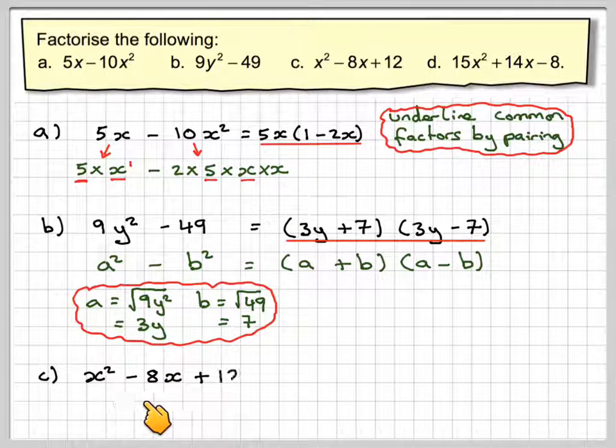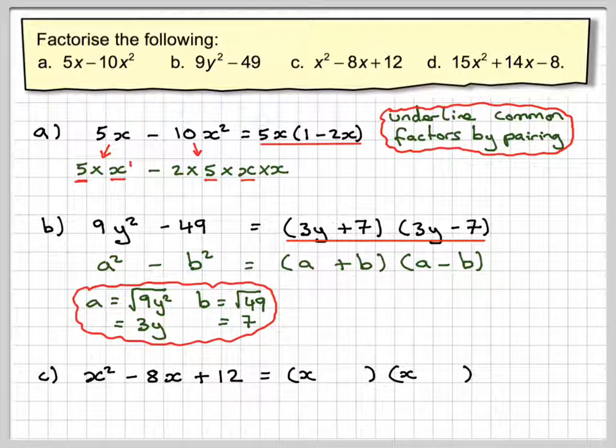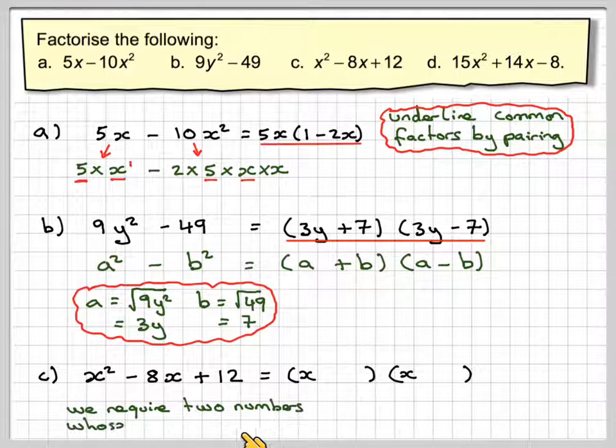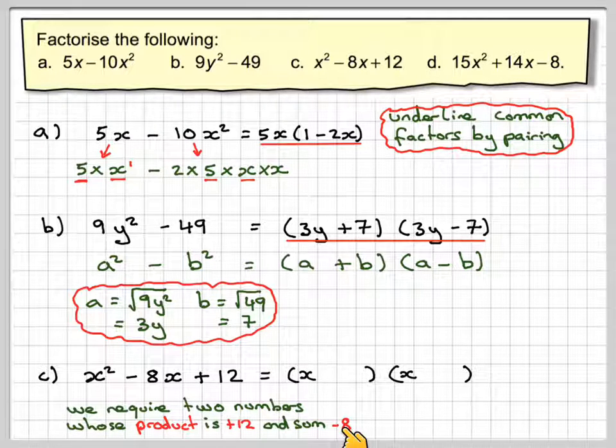C, x squared minus 8x plus 12. Okay, this is a full quadratic expression, so we have two brackets, and we start with an x and x in the first brackets. And then what do we put here and here? Well, the number in front of x squared is 1. You can try this idea: we require two numbers whose product is plus 12 and whose sum is minus 8. Now, product means multiplication, sum means add together. But at this point, I would like you to pause the video and try to find two numbers whose product is plus 12 and whose sum is minus 8.